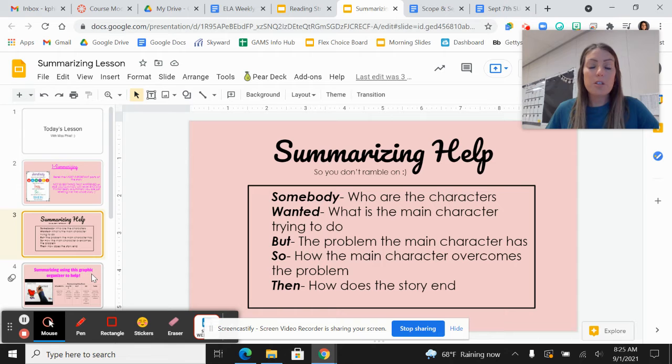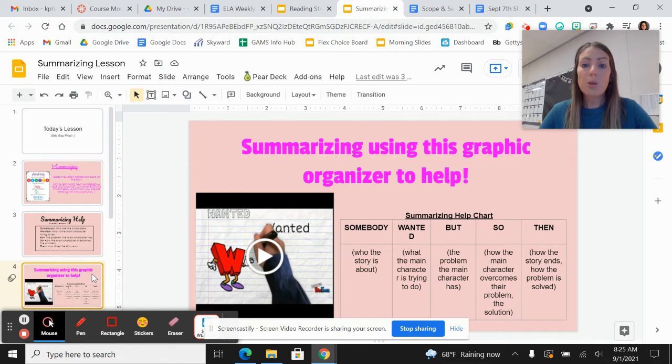So we're going to use this graphic organizer to help us condense and make sure we only talk about what we want. So you are going to click on this video and watch the video. It's going to re-explain a little bit this chart that we just talked about. It's the same as the slide before. It's just in a chart form. Somebody wanted, but so then.